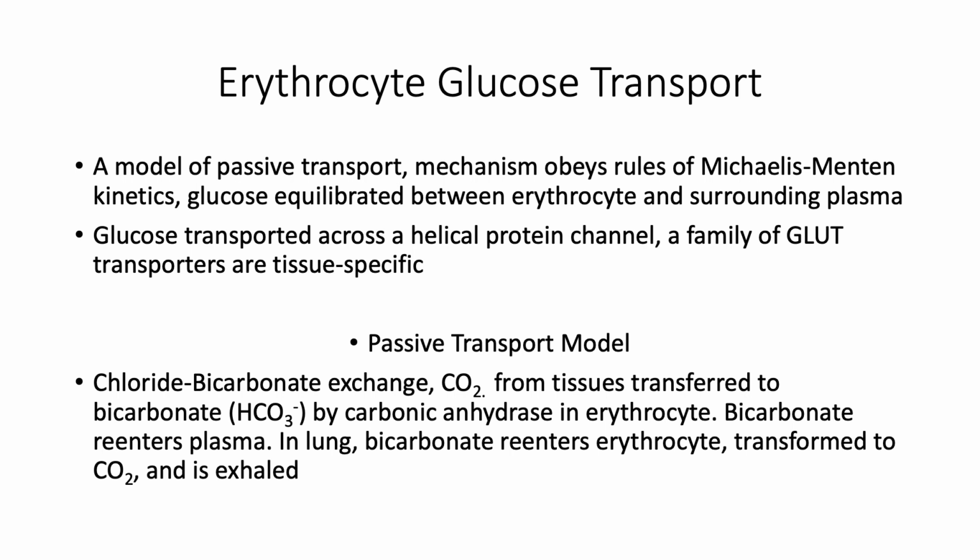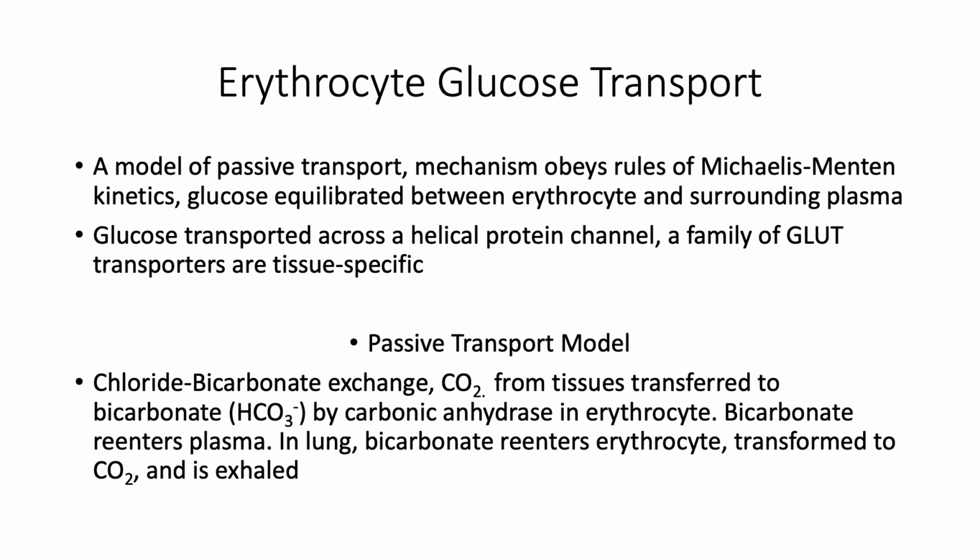These obey the rules of Michaelis-Menten kinetics. The glucose is equilibrated between the erythrocyte and the surrounding plasma. Glucose is transported across a helical protein channel. There's a family of GLUT, or glucose transporters. They are tissue specific.